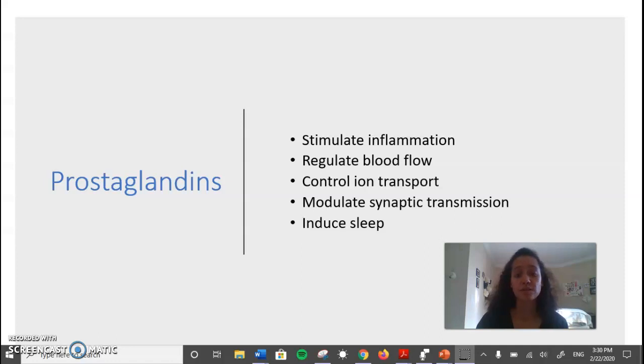One thing they do is stimulate inflammation. So if you have an injury and that area becomes inflamed, you can thank prostaglandins for that effect. They also regulate blood flow to different organs. They control ion transport across membranes. They modulate synaptic transmission as well as induce sleep. Those facts come from our textbook.